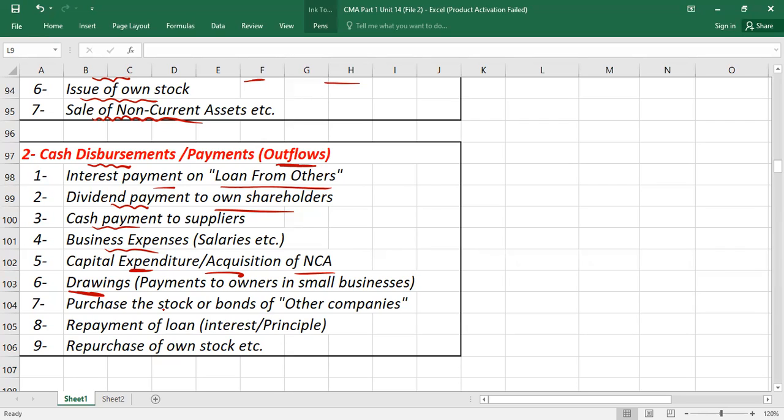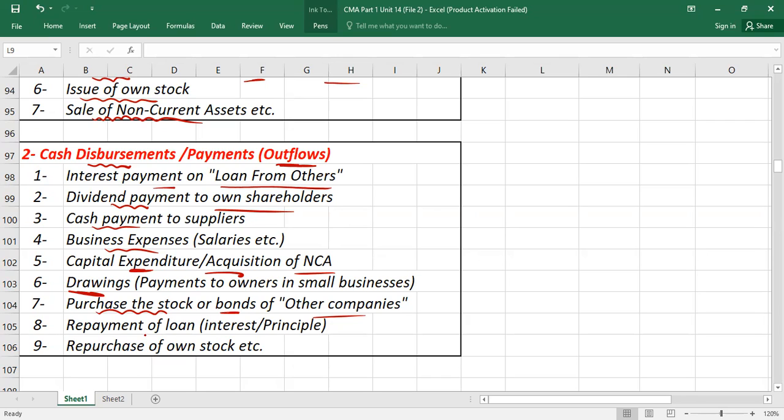So that is going to be the outflow from business, because from business I am withdrawing, right? I'm going to withdraw this value. From the business point of view, it is an outflow because we are preparing a cash budget for the business, not for an individual. Then we have the purchase of stock or bonds of other companies. Obviously, when you invest in the stock or the bonds of another company, it means you have to pay cash to buy the stock or bond. So it is your outflow.